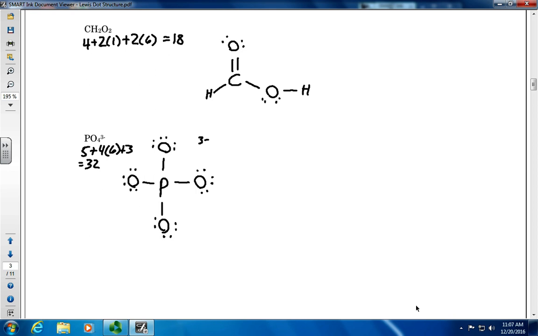But really what you want to do is look at this as a PO4 with 3 extra electrons just tacked onto it. And because of that, what actually happens, as we can show experimentally, is that the phosphorus double bonds with one of the oxygens. It's the same number of electrons, but it's a more stable molecule. It's a more stable anion.